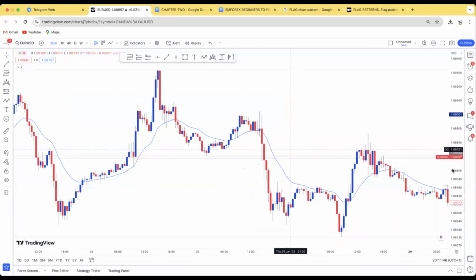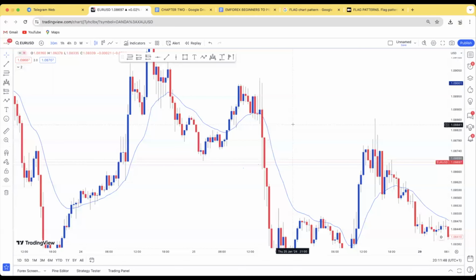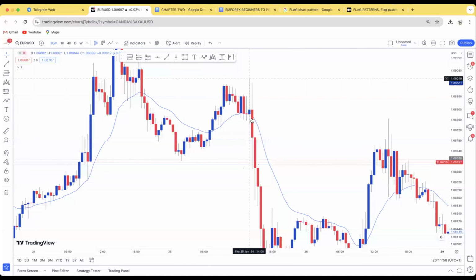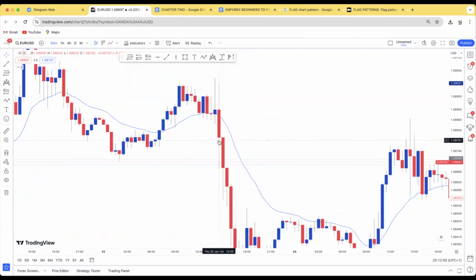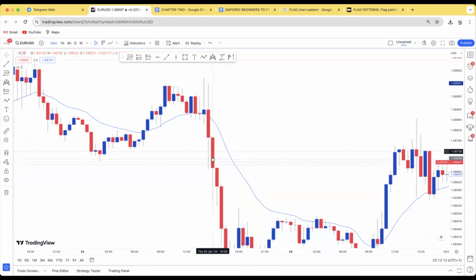Here it is. This is a bullish candle, but it has longer wicks than body. And then this is a bearish candle. It also has longer wicks. You can see the wicks here, or the shadows here also. You can also see this candlestick.